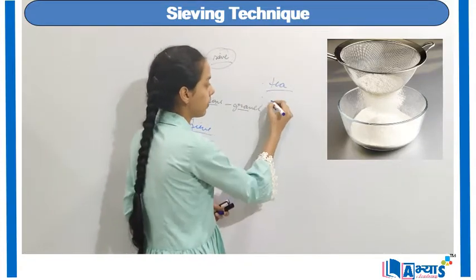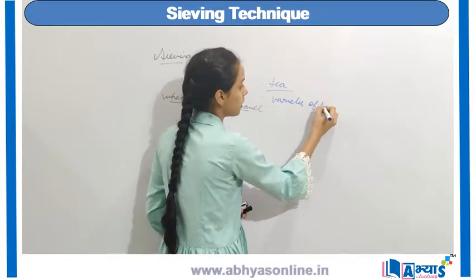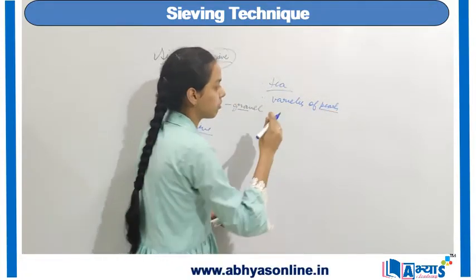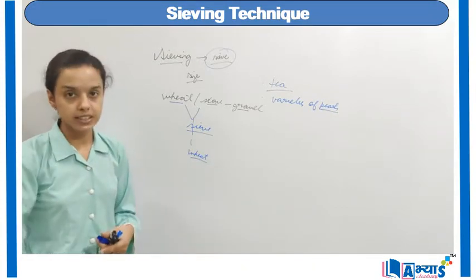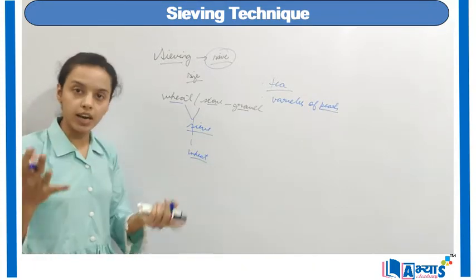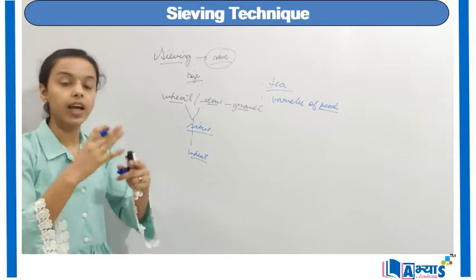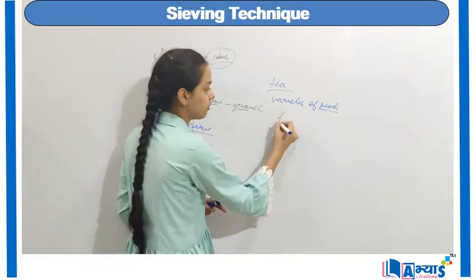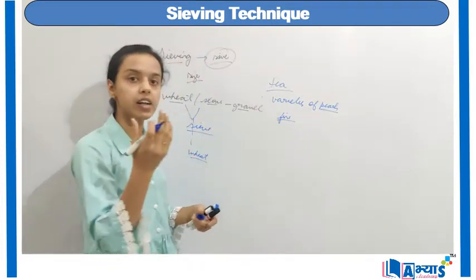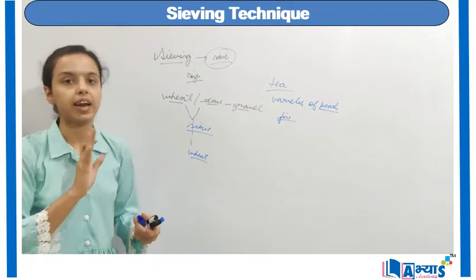Generally it is used to separate the different varieties of pearls also. To separate different varieties of pearls, you need different varieties of sieves. Some sieves have large openings, so the bigger size can come down, and the bigger size can remain at the top. And there are fine sieves also, in which finer or smaller particles can come down and the bigger particles can remain at the top.